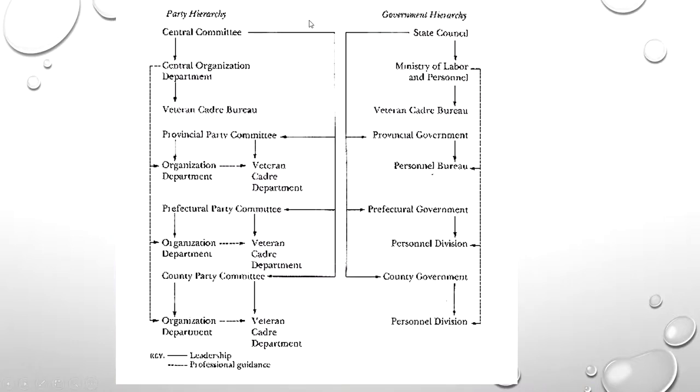So I also have the party hierarchy, then the government hierarchy. So you could now check the similarities within these different images illustration comparing, rather presenting the Chinese government. So this is now another image, Central Committee, State Council.